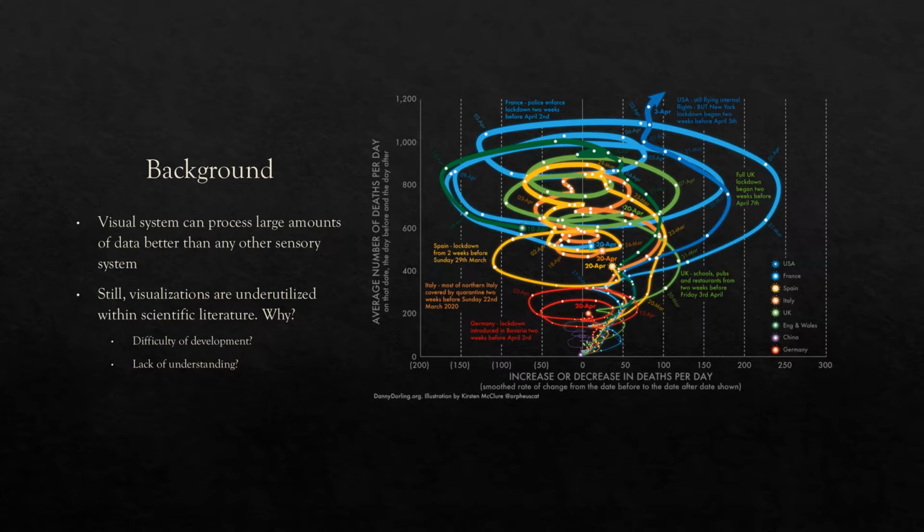As mentioned earlier in the class, the visual system can process large amounts of data better than any other sensory system that we have. The paper goes on to mention that visualizations are largely underutilized within the scientific literature. The author suggests two of the primary reasons this is the case is the difficulty of development, as well as the lack of understanding and usefulness of visualizations.